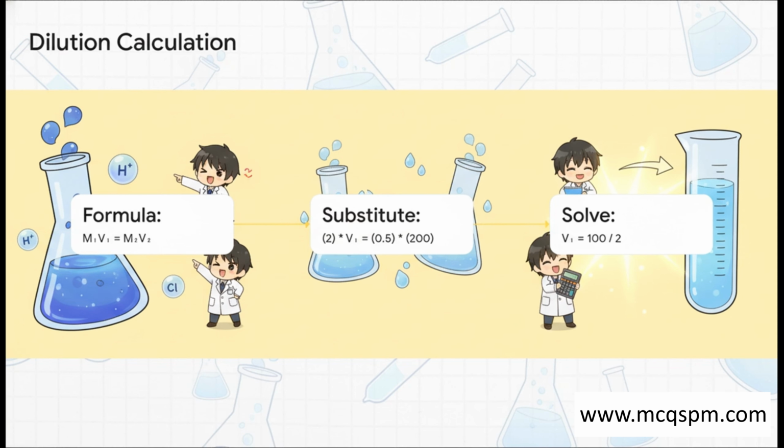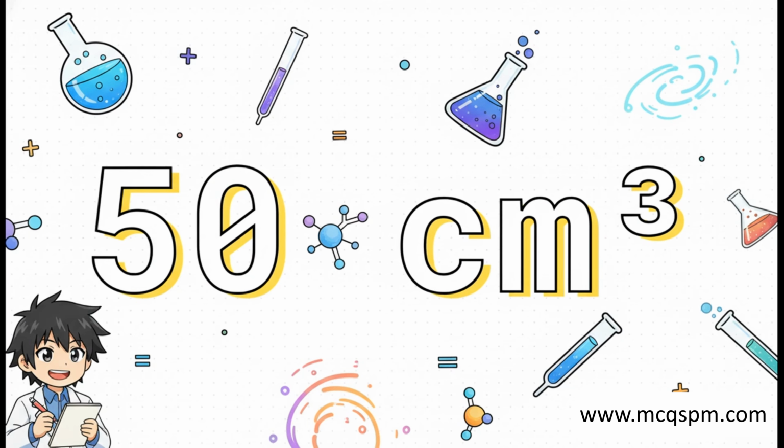M1 and V1 are for your starting, strong solution. M2 and V2 are for the final, diluted solution you want to make. All you have to do is plug in the numbers they give you. In this case, M1 is 2, M2 is 0.5, and V2 is 200. The only thing we don't know is V1, so that's what we solve for. You do the quick math, and what do you get? Boom, 50 cubic centimeters. It's that straightforward once you have the formula. Lock that formula in your head, do a few practice runs, and those marks are yours every single time.